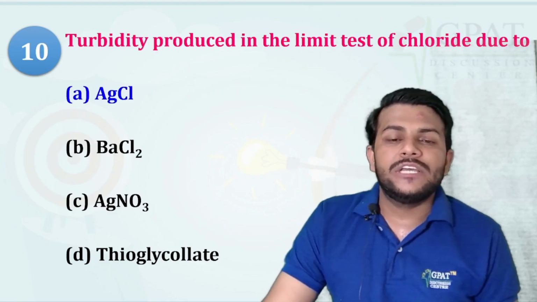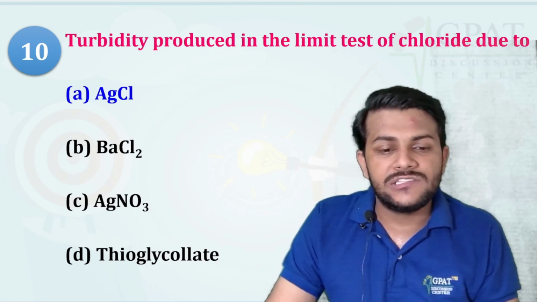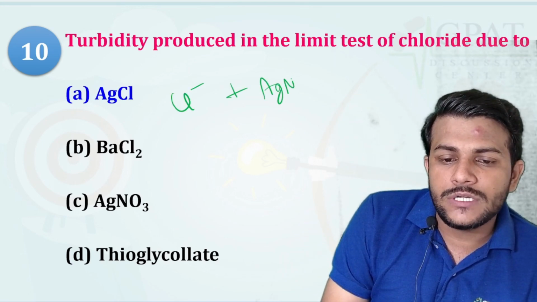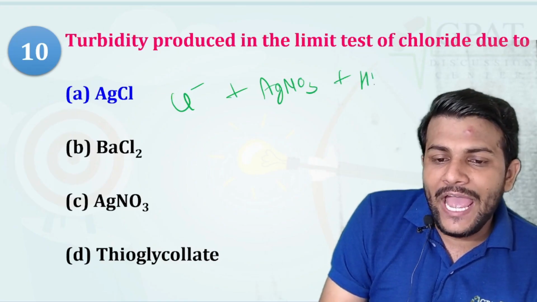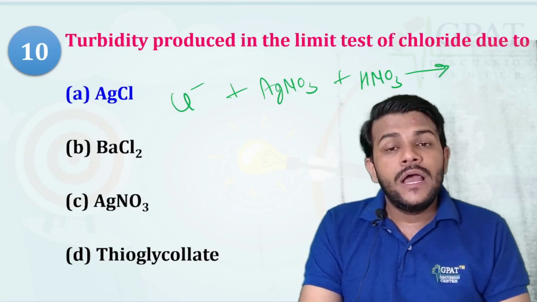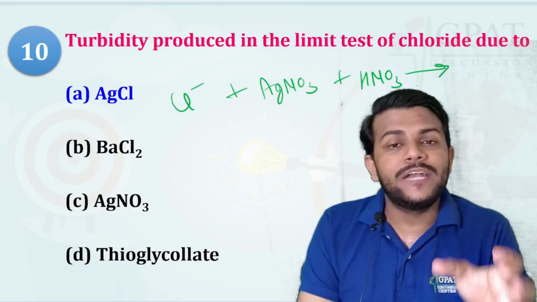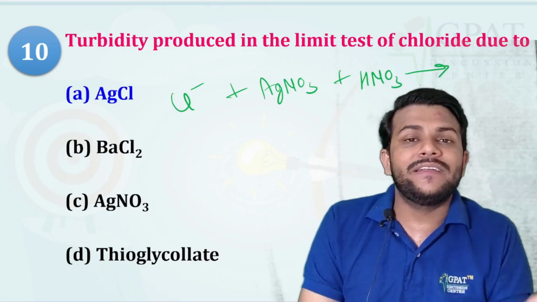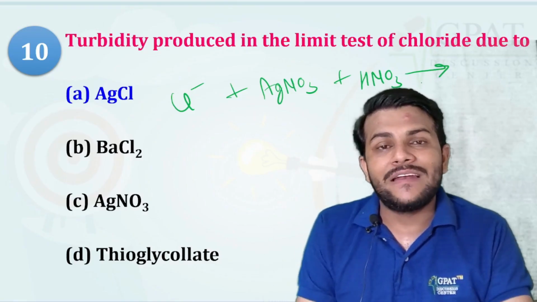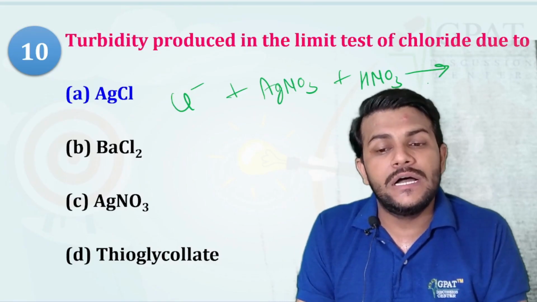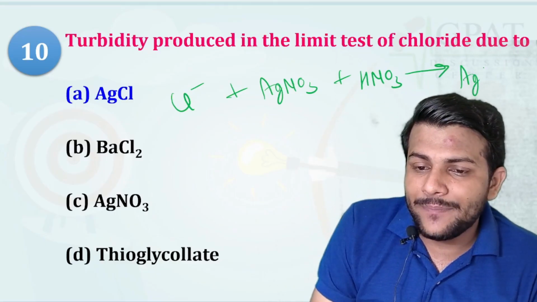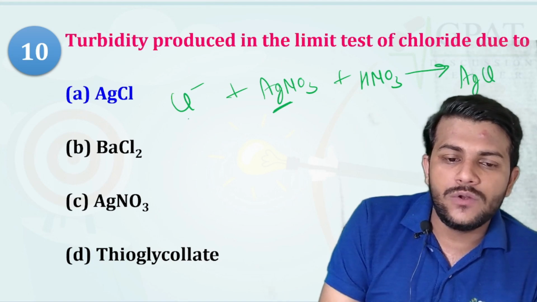precipitate of AgNO3. So chloride reacts with AgNO3. The chloride impurity reacts with AgNO3, and we take HNO3 just to make the solution acidic, and it produces the common ion effect that can prevent co-precipitation. So an AgCl precipitate is formed from the Ag of this and the chlorine of this.